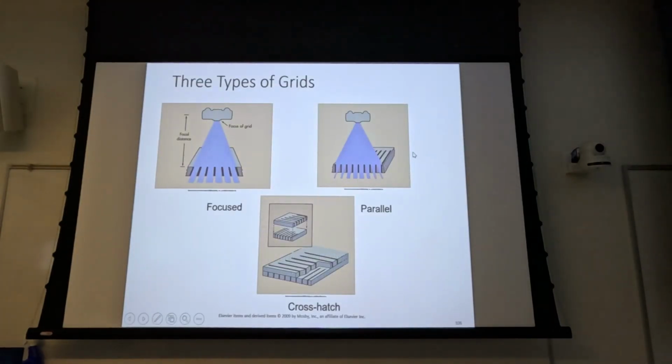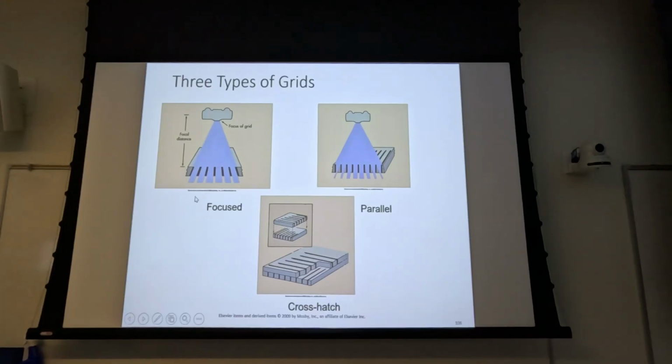So remember, we've got 3 types of grids. Each has its own inherent benefits and drawbacks. Your focus grid is hard to produce. It's got the leaning grid strips. Also, you'll see those referred to as canting. So if you see canting in the question, immediately you should be thinking of a focus grid, right?